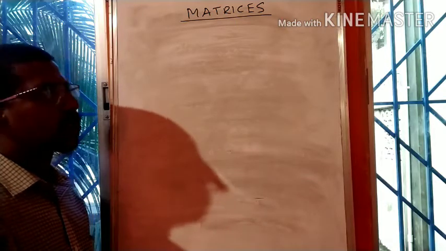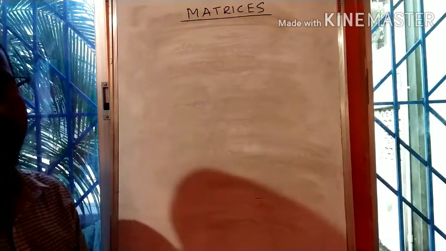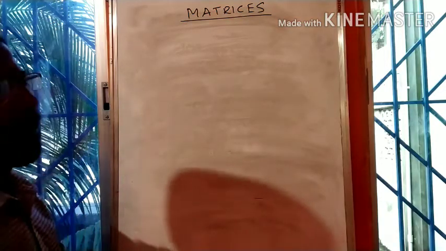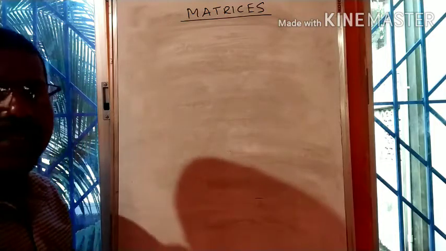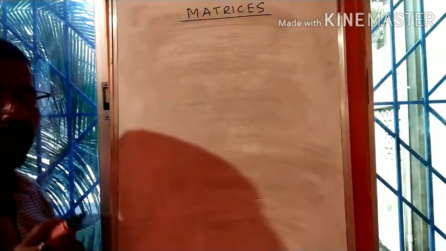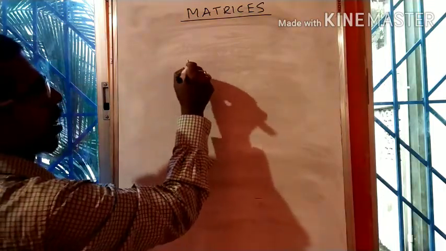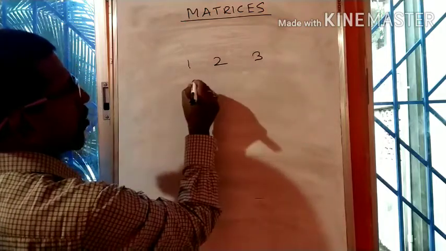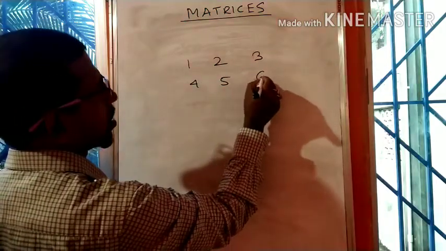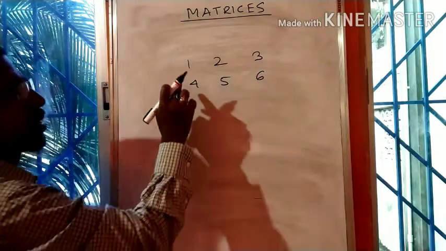Hello students, today I am going to teach you matrices and different types of matrices. What is a matrix? A matrix is a rectangular arrangement of elements in rows and columns. There will be some rows and some columns. Suppose 1, 2, 3, 4, 5, 6. Rectangular arrangement of elements in rows and columns.